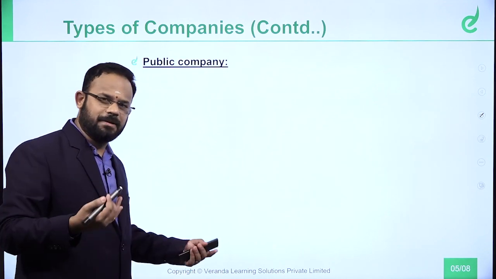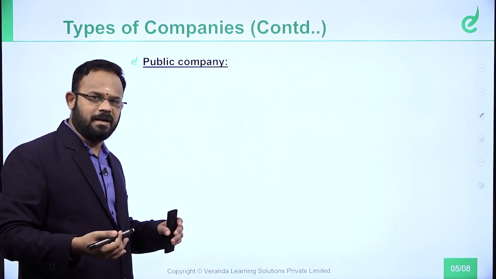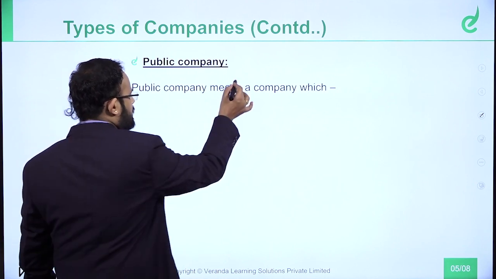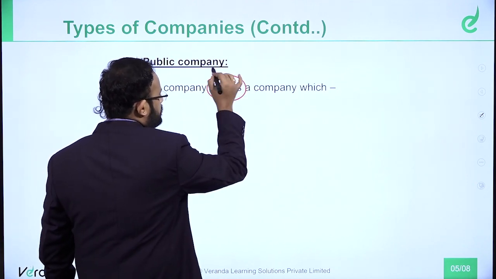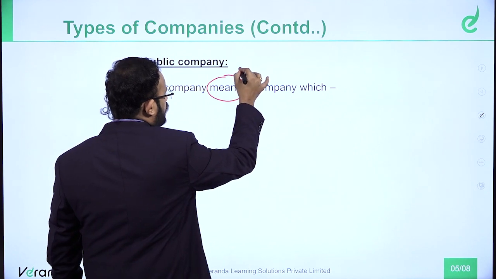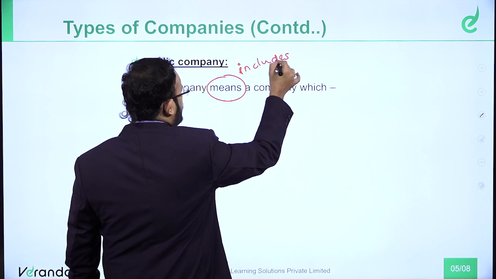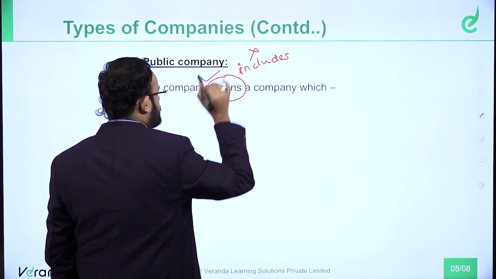Public company. Very simple. A public company is any company which is not a private company. So what is it they are saying? It means a company. Now see the word here. It is means. We also told includes. You remember? Includes also will be a part of the definition, but this is not includes, this is means.